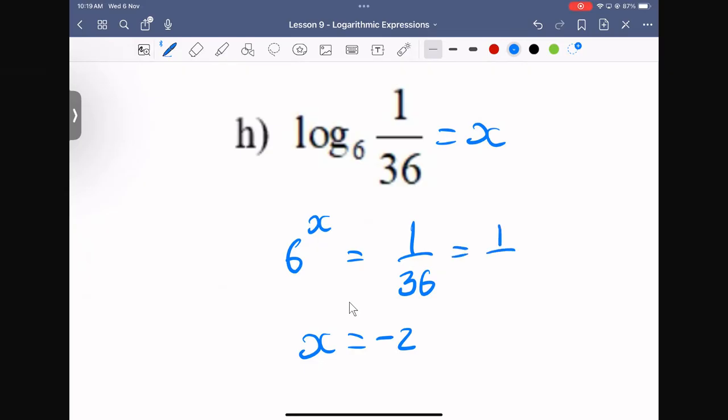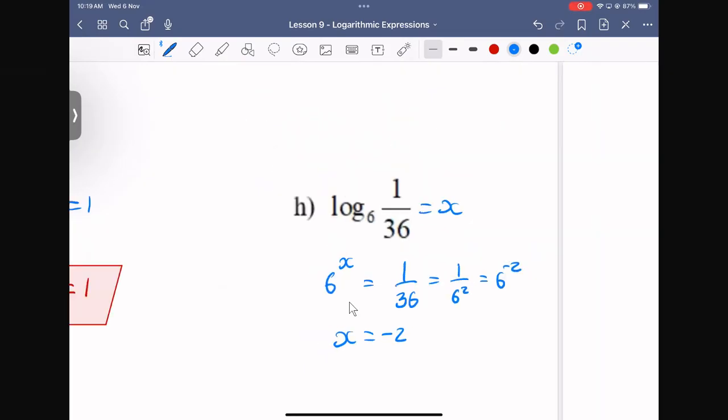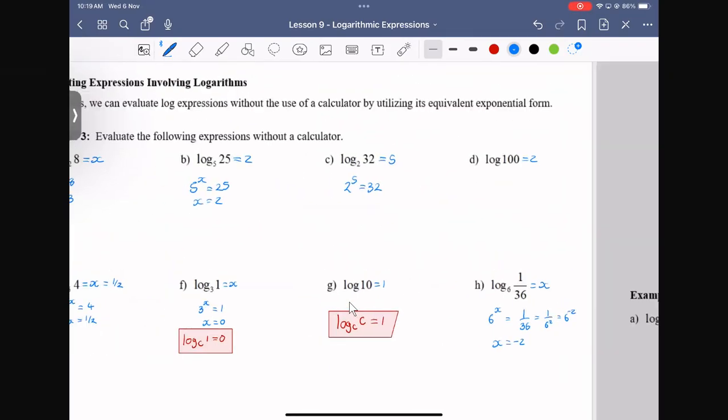Negative 2. I didn't know you were teaching IM3, Mr. Smith. I apparently seem to be teaching IM3 here in this course.